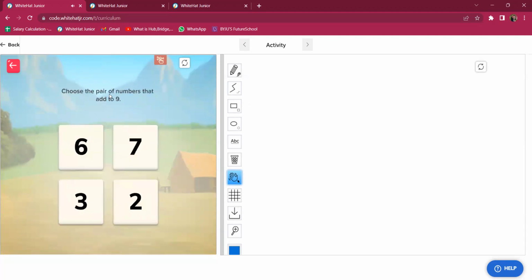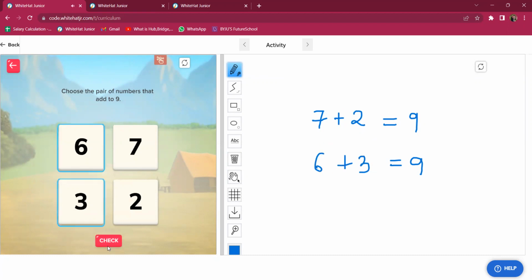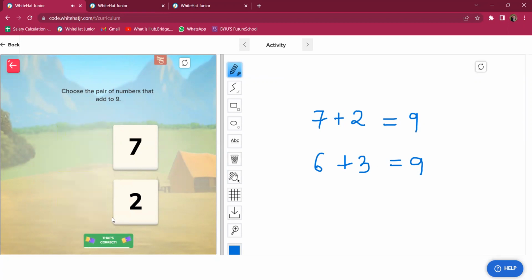So choose the pair of numbers that add to 9. That means the answer has to be 9. Okay, so add both the places. So first, let us take the number 7. Okay, so what will we add to 7 to get 9? We can add 2 on our fingers. So if you add 2, you will get 9. So 6 plus 3 also if you add, you will get 9. Let us mark these pairs and move ahead.